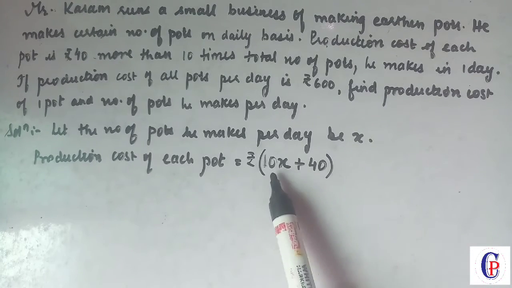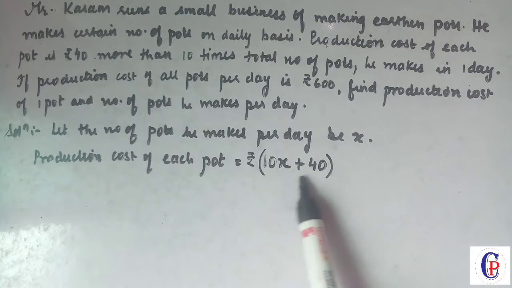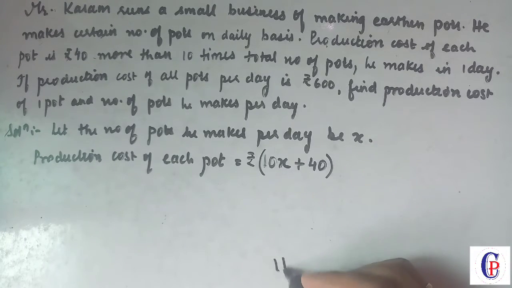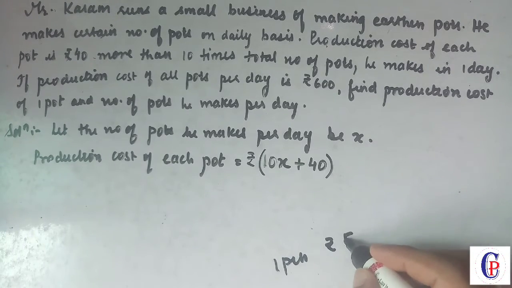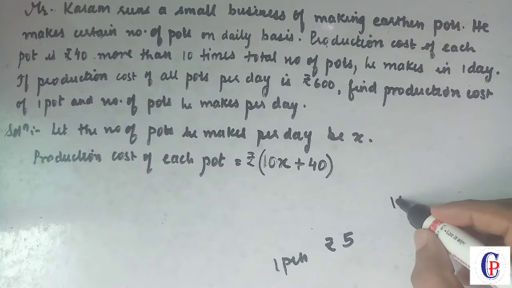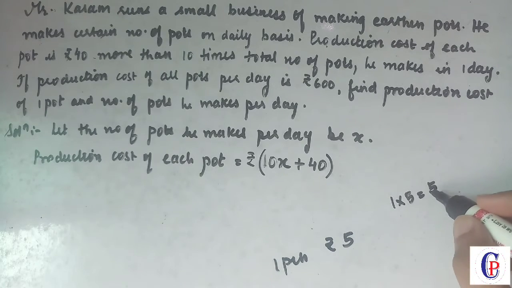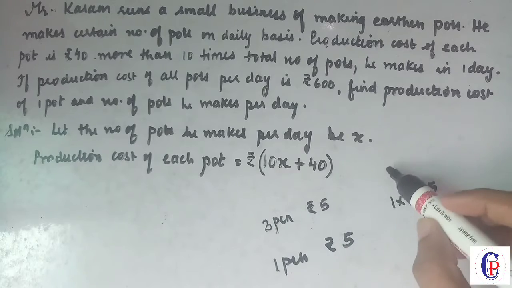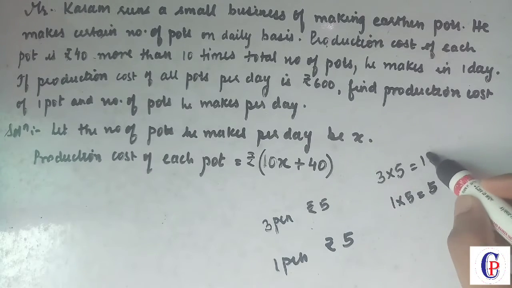Okay, it means this is one pot cost and this is the number of pots. If I tell you one pen costs rupees 5, so what is the total? 1 into 5 is 5. If we say 3 pens at rupees 5, so what happens? 3 into 5, so 15.